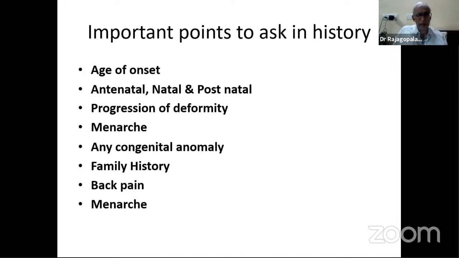About the antenatal history, anything important? During the delivery, anything important? During the birth and during the postnatal period? And you saw the deformity for 3 years, is it progressive? One of the points in the history which you should not miss is whether it has anything to do with her adolescence period. As she attained menarche, after that, has the deformity increased?